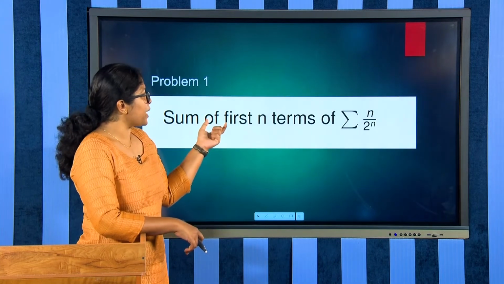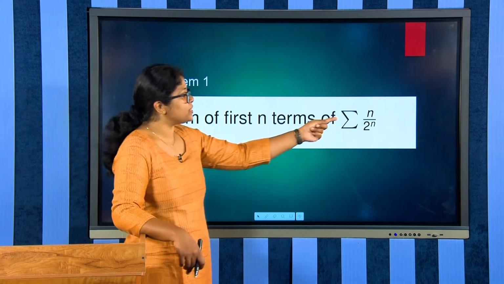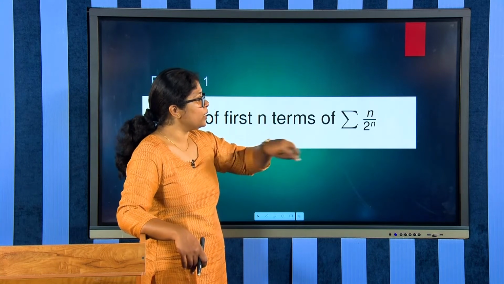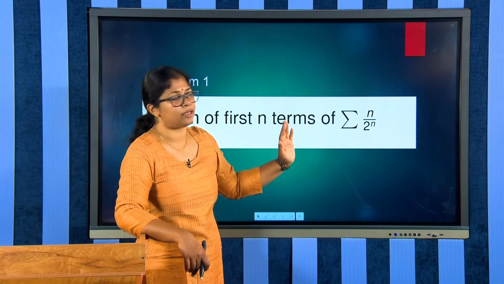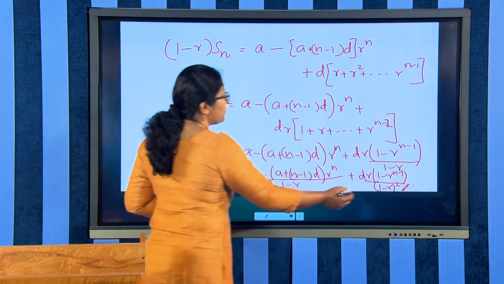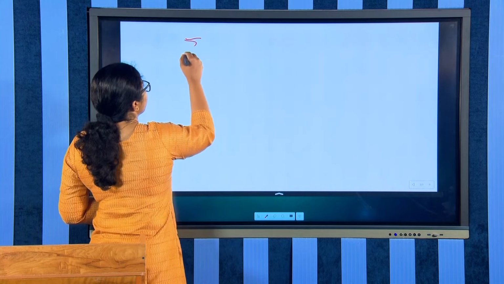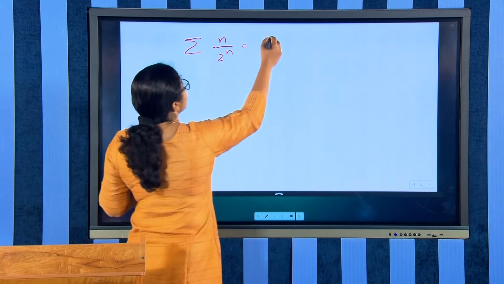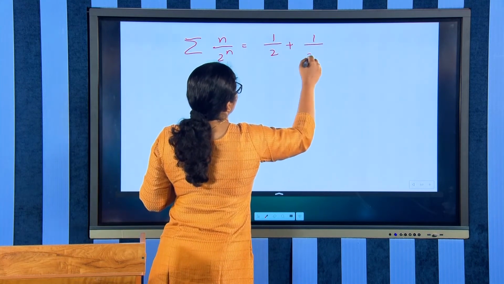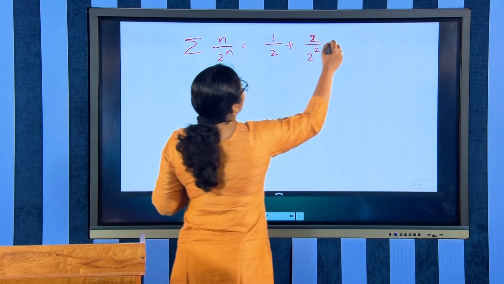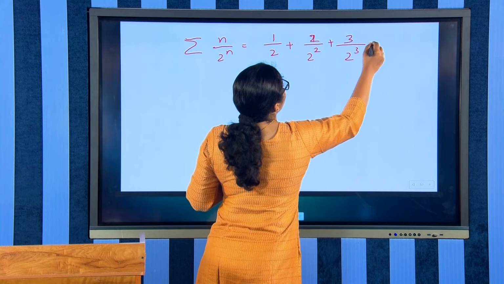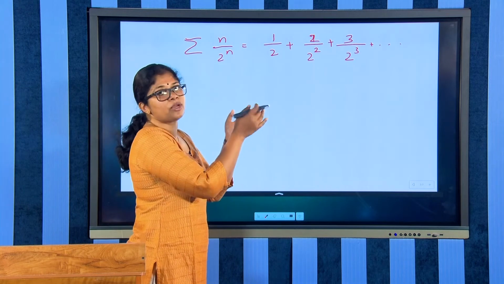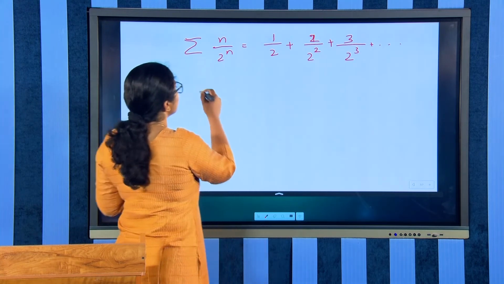So as a problem, you can see the sum of the first n terms of the series sigma n by 2 power n. So looking at the series carefully, you can write the first few terms of the series and then you can understand. Summation n upon 2 power n, if you expand by putting different values of n, you will be getting 1 by 2 plus 2 by 2 square plus 3 by 2 cube plus etc. So we can see that there is an increment as well as the multiplication going on. So we can identify this to be an AG series.